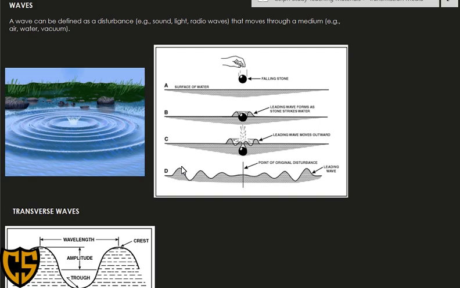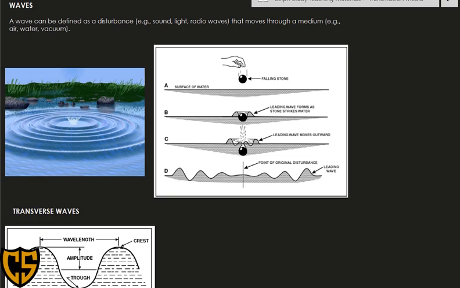As the stone enters the water, a surface disturbance is created, resulting in an expanding series of circular waves. This is how it looks in the colored picture, and if you look at it from the side view, this is what happens to our wave. In this example, the water is not actually moving outward with the motion of the waves. The water is moving up and down, while the waves are the ones that move outward.